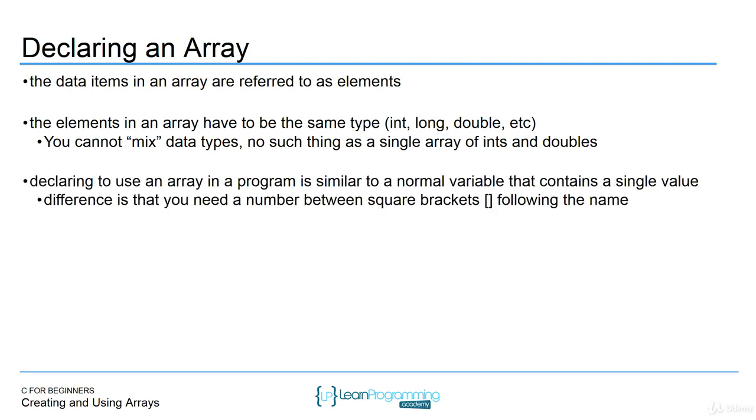Declaring an array in a program is similar to a normal variable declaration. All you have to do is specify the name and then use brackets. That's the only difference, this idea of square brackets following the name.